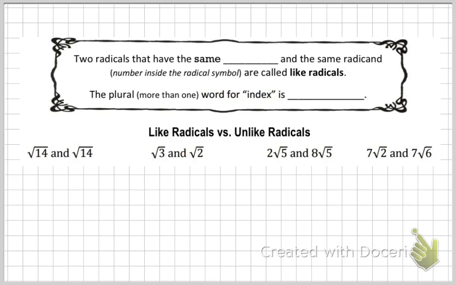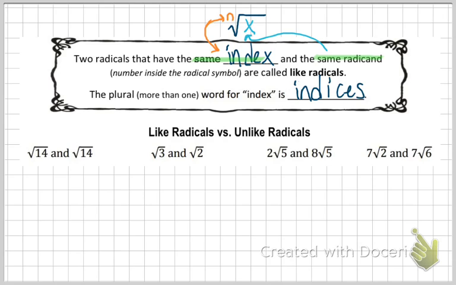So when two radicals have the same index and the same radicand, that is very important, same radicand, same index, then they're called like radicals, kind of like like terms. The plural pronunciation for index is indices. Now you might have forgotten that the index is the little tiny number that you see here. That is what we call the index. And the radicand is the number that we have inside the radical symbol. Radicand. So if two radicals have these two things in common, or identical, then they're like radicals.